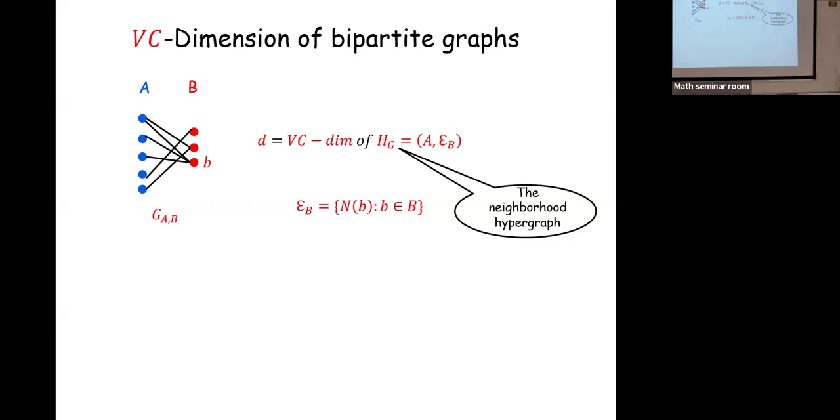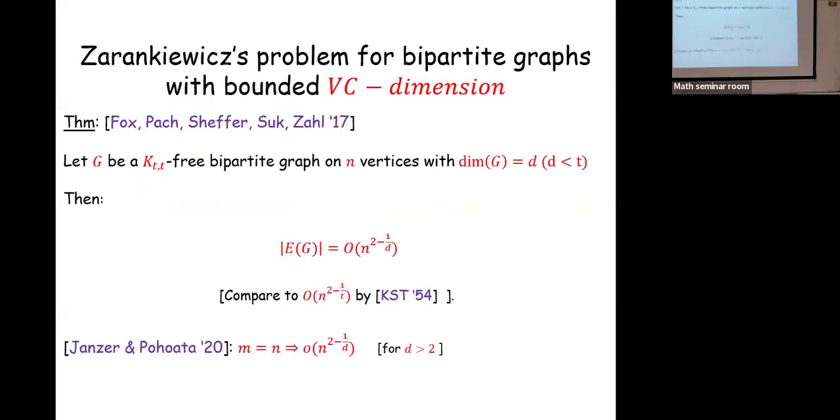So what can you say in other words about the properties? That's what I want to say. I recall that this theorem tells you that if the bipartite graph is K_{t,t}-free but the VC dimension is d, then it has n to the 2 minus 1 over d edges. We don't know exactly what the asymptotic is. It was recently improved for the balanced case to little o, without an explicit exponent, using the semi-algebraic regularity lemma. We don't know.